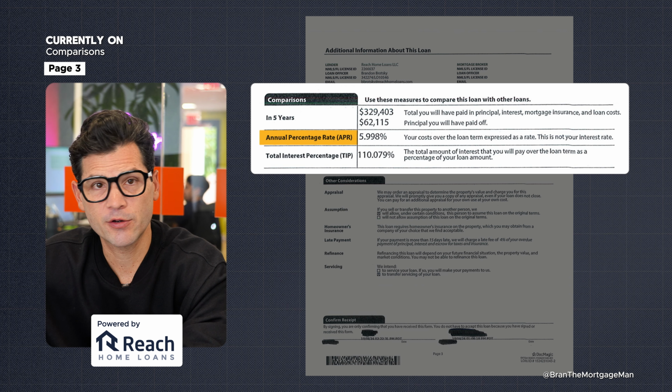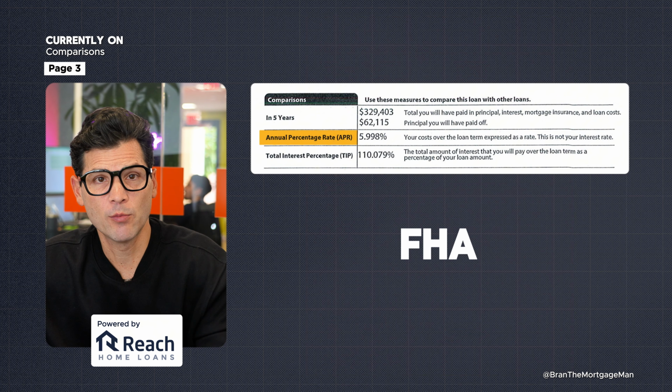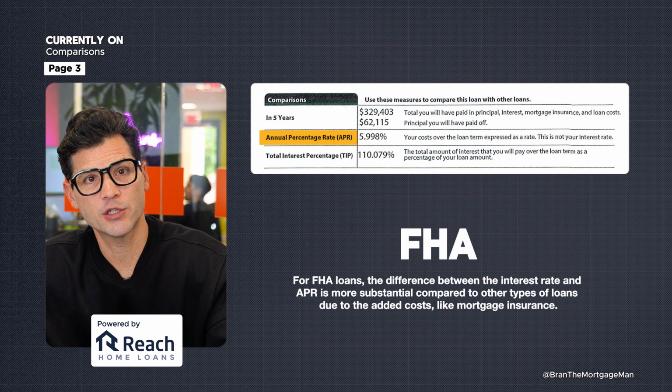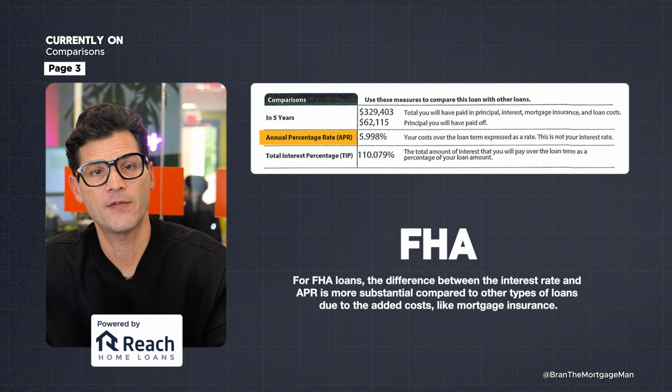But some of the things that are factored in, like I said, are discount points. If a loan has mortgage insurance, that's factored in there. So you want to keep all those things in mind. An FHA mortgage, for example, the difference between the interest rate and the APR is going to be more substantial because of the extra costs that come along with FHA financing.